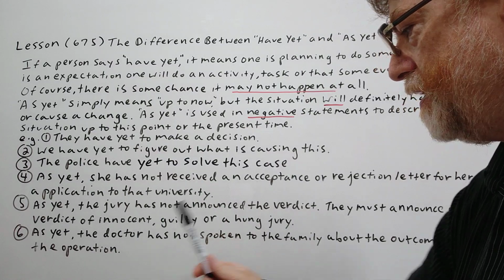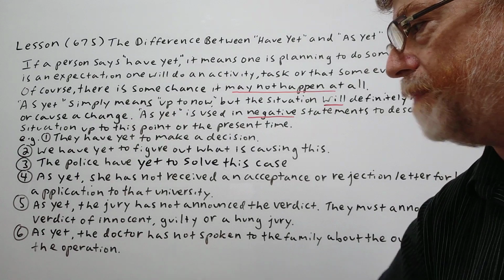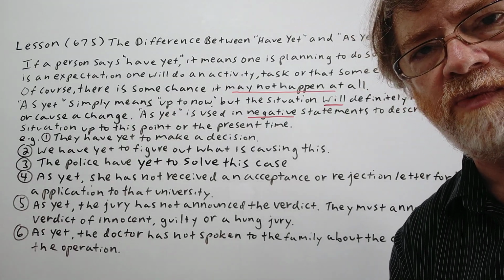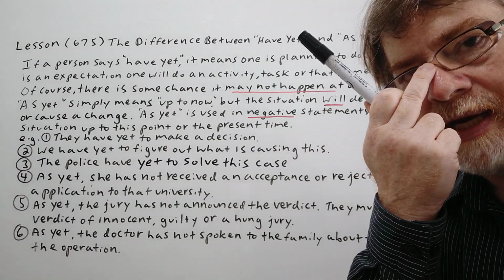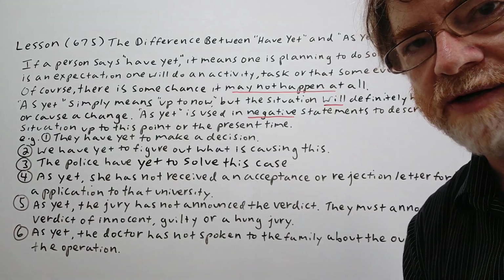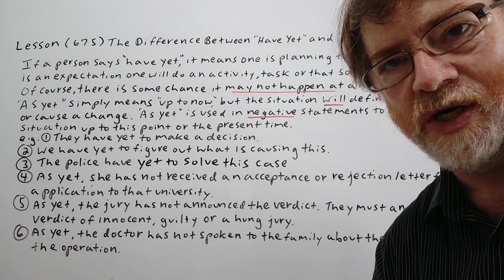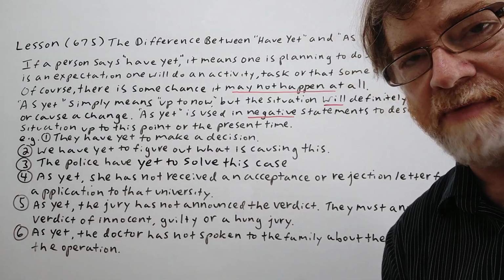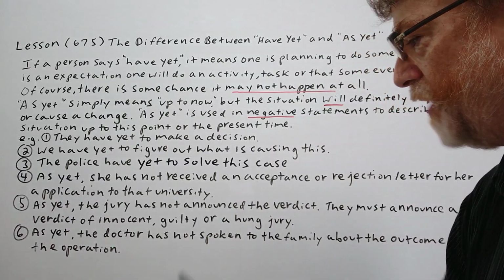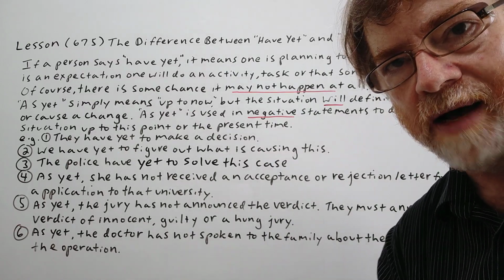All right. Number 6, as yet, the doctor has not spoken to the family about the outcome of the operation. All right. So this is probably a situation where one of their family members had a serious operation and the doctor didn't get to them. Now, it's almost certain that the doctor will talk to at least somebody in that family about how the operation went. I don't know, maybe it'll take hours before they do it, but they will do it. So we say as yet. And again, all of these are with the negative. They have not done it up to this point yet.